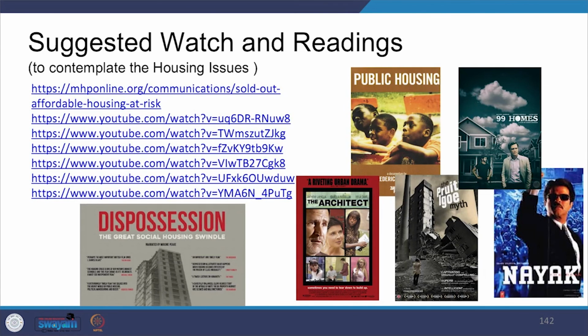Our coverage was limited in scope, to make you aware of the topic. There are enormous readings and movies available to explore. Few are suggested here. This is not an extensive list. You may feel free to suggest more from your experience.